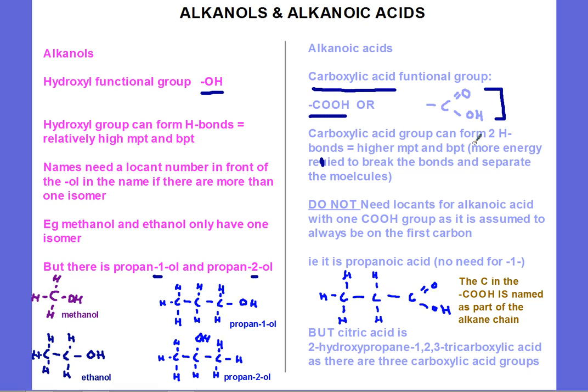Now, with alkanoic acids, you don't need locant numbers if they've got one COOH group or one carboxylic acid group, because it's assumed to always be on the first carbon. So, for example, this is propanoic acid. You don't need a 1 in the name. However, things like citric acid with multiple carboxylic acid groups, then you do need the numbers in the name. But that's the only one that we know of in the Unit 2 course, citric acid. A little thing not to forget about alkanoic acids, the carbon in the carboxylic acid group is part of the alkane chain. So this is actually 1, 2, 3 carbons, hence propanoic acid.